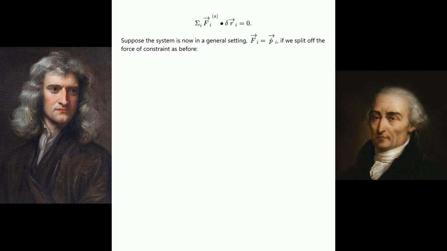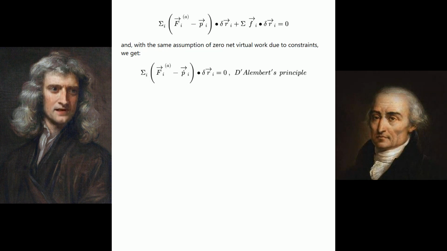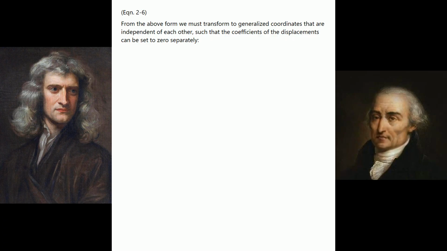Suppose the system is now in a general setting, F⃗_i = ṗ⃗_i, if we split off the force of constraint as before. See the equation shown. And, with the same assumption of 0 net virtual work due to constraints, we get equation 2-6. From the above form we must transform to generalized coordinates that are independent of each other, such that the coefficients of the displacements can be set to 0 separately.